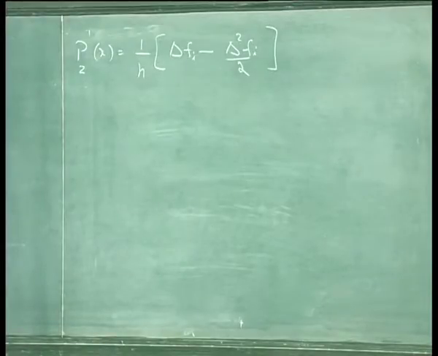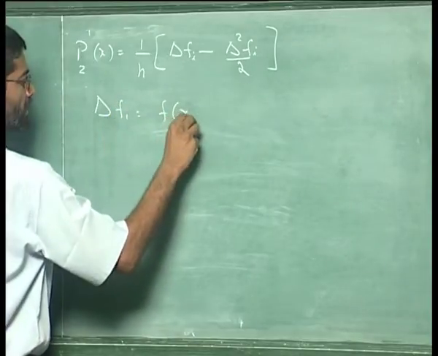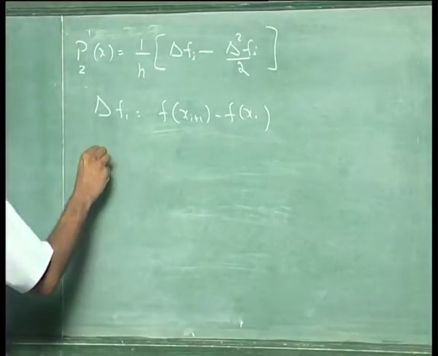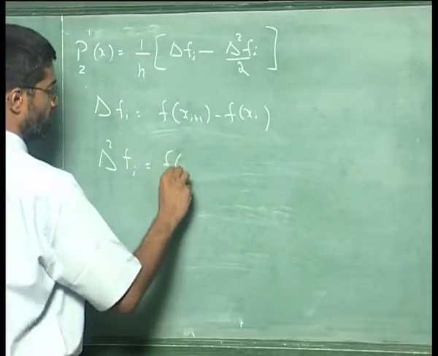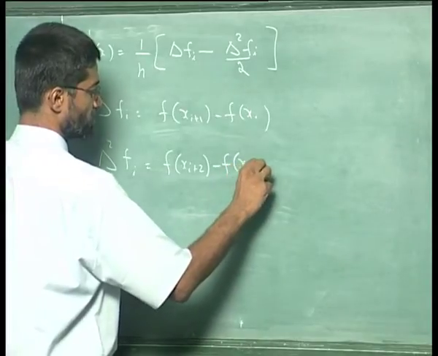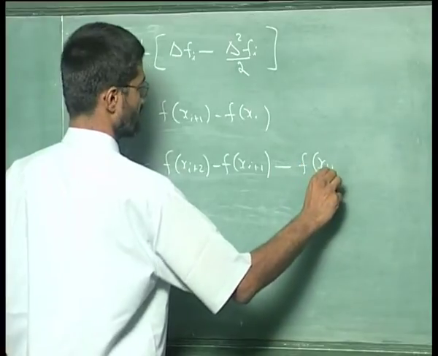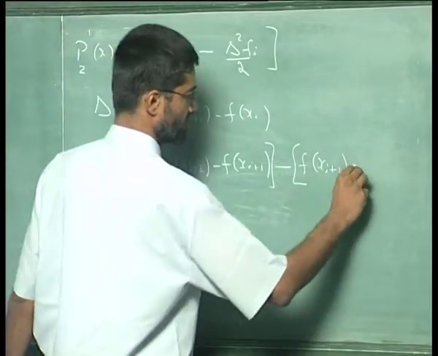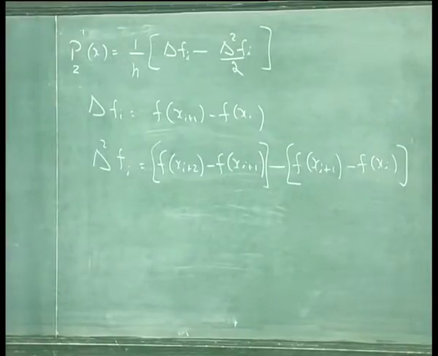So now what is delta fi? We know delta fi is f of xi plus 1 minus f of xi. Now del 2 fi, that is at i, would be f of xi plus 2 minus f of xi plus 1, minus f of xi plus 1. That is one term, and this is the difference of the difference, that is f of xi. That is what I would get.